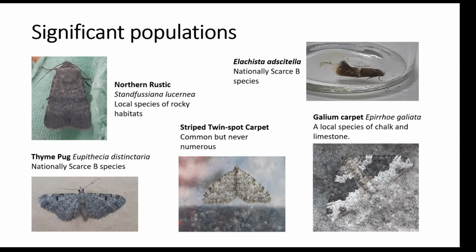And then just a few species that I found significant populations of. This nice little Alicista adsatella, the larvae feed on glaucous sedge, not glaucous sedge, Sesleria, and a few nice Galium carpet feeds on most of the limestone bedstraw and the tide pub there.